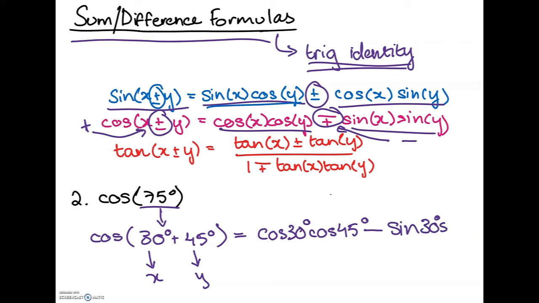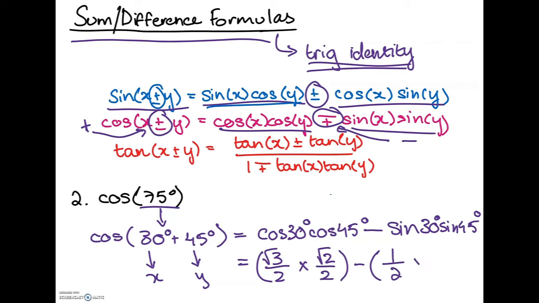So sine of 30 degrees times sine of 45 degrees. Now let's substitute our values from the unit circle to solve for this. Cosine of 30 degrees is root 3 over 2. And then cosine of 45 degrees is root 2 over 2. Sine of 30 degrees is 1/2, and sine of 45 degrees is root 2 over 2.